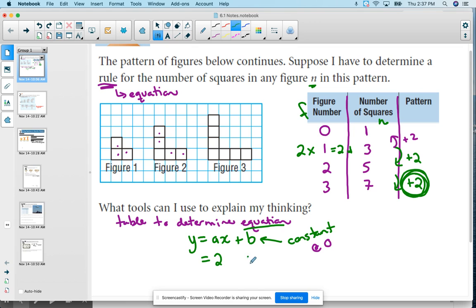So it becomes 2 times f, because that's our variable, plus 1 is equal to n. And if you want, you can double check that this works for every single thing. So 2 times 1 is 2, plus 1 is 3. 2 times 2 is 4, plus 1 is 5. 2 times 3 is 6, plus 1 is 7. So this right here is our equation. It works for any figure that we're going to look at for this pattern.